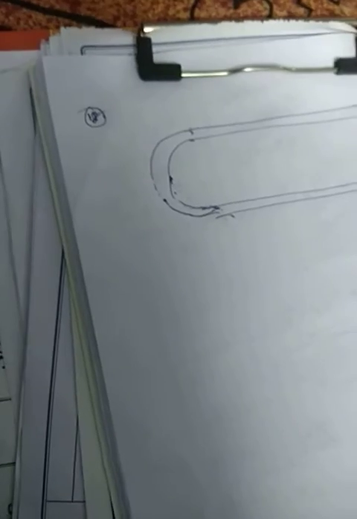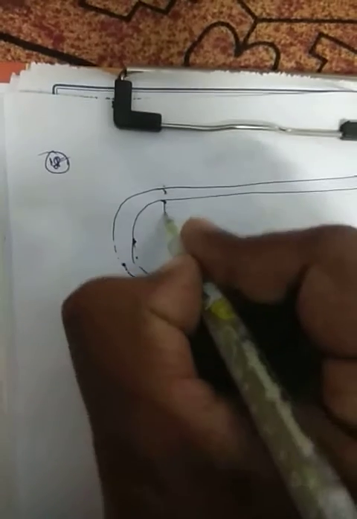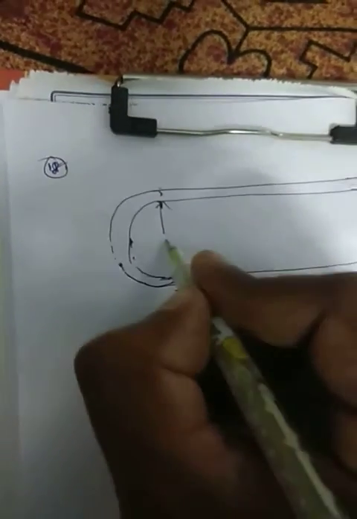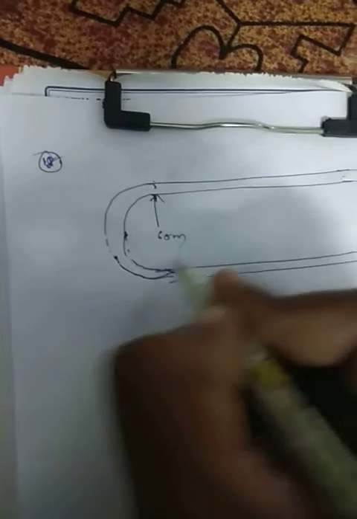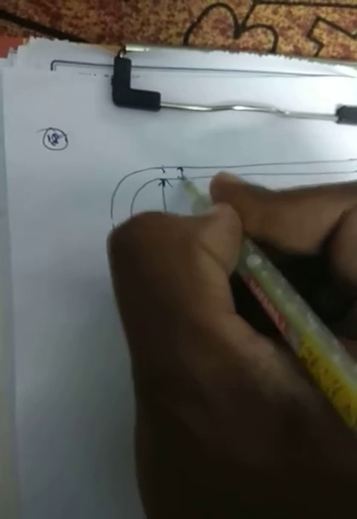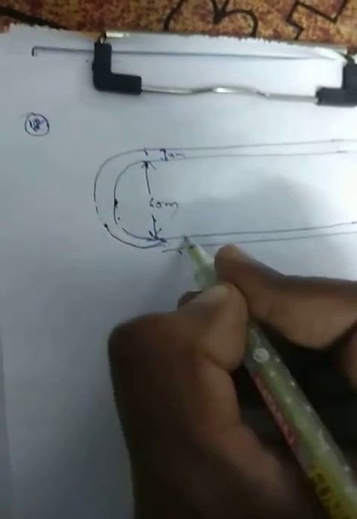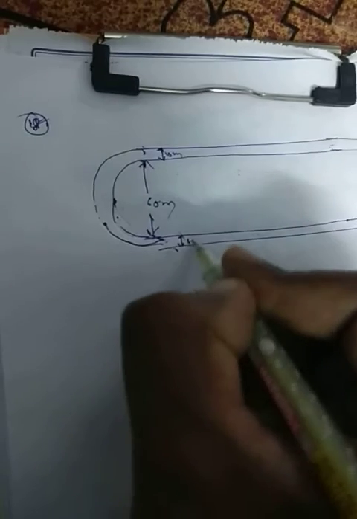See here, the distance between the inner parallel line segments is 60 meters. So that means the distance between these two will be 60 meters. Next, what they told: this track is 10 meters wide. This is 10 meters wide. It is also going to be 10 meters wide.